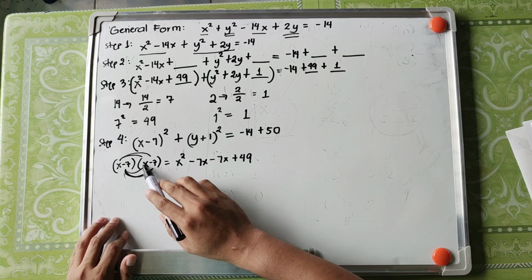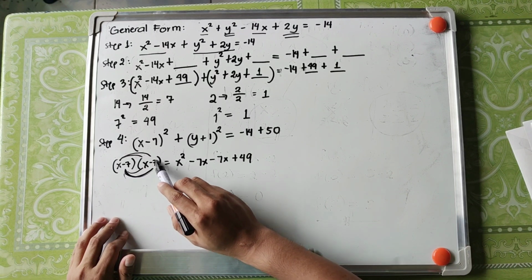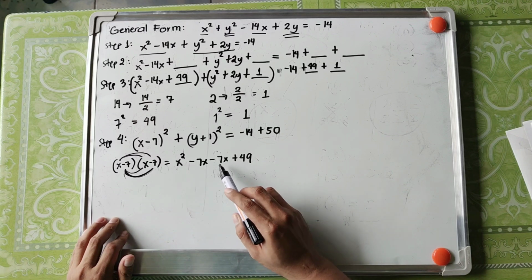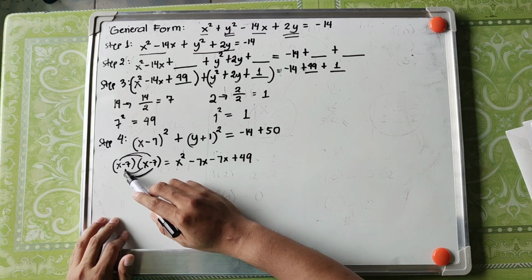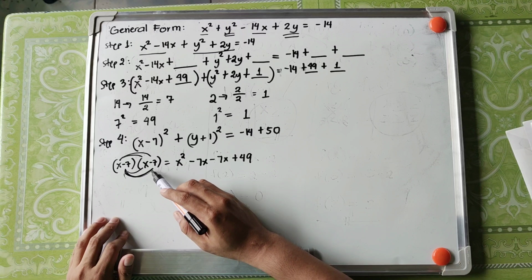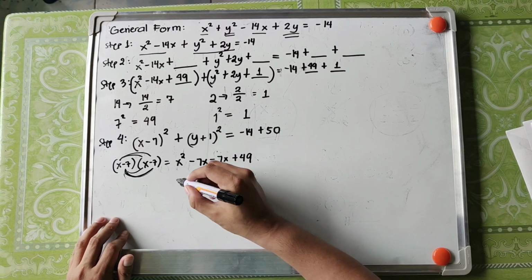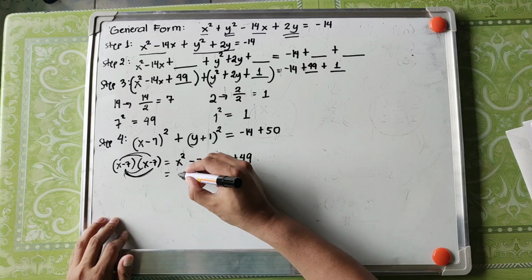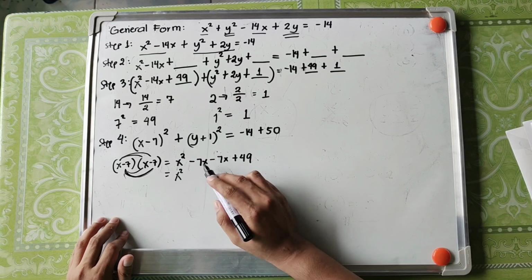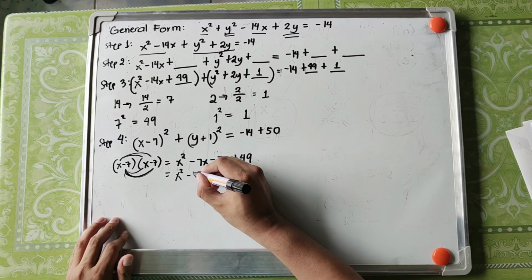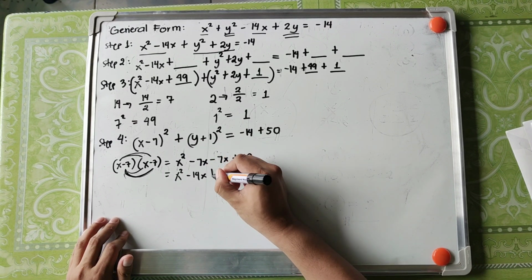Negative 7 times negative 7 is positive 49. Again, x times x, x squared. X times negative 7, negative 7x. Negative 7 times x, negative 7x. And negative 7 times negative 7, if you multiply numbers with the same sign, it will become positive. Negative 7 times negative 7 is positive 49. And simplify, x squared minus 14x plus 49.